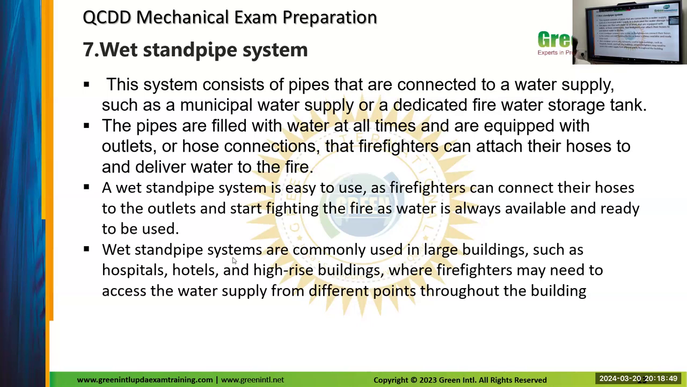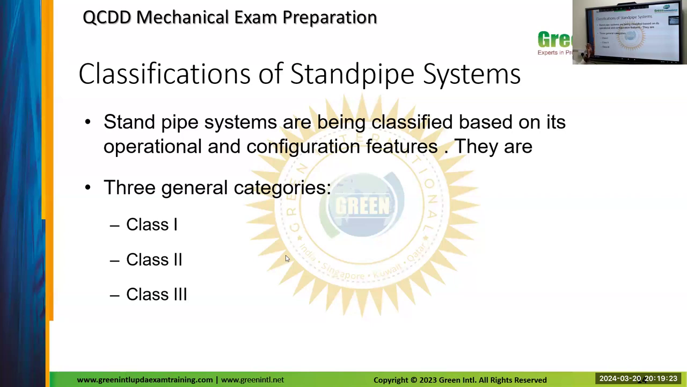Wet standpipe systems. Again, the concept is the same, similar to automatic dry standpipe systems. Wet standpipe systems always have the water connected with the standpipe systems. The pipes are filled with water at all times and are equipped with outlet hose connections. Firefighters can attach their hose and deliver water to the fire. So wet standpipe system is easy for firefighters to use. Wet standpipe systems are commonly used in large buildings such as hospitals, hotels, and high-rise buildings where firefighters may need access to water from different points throughout the building. So that is based on application.